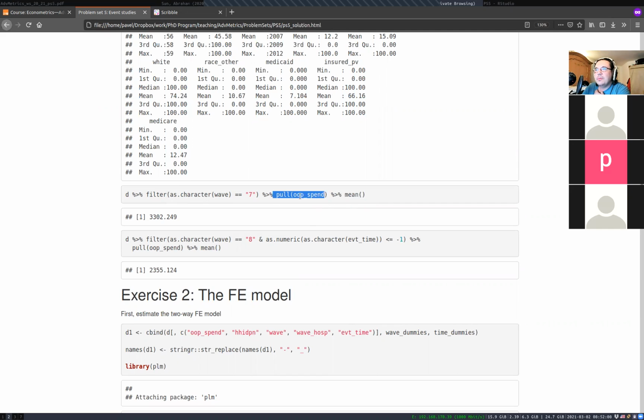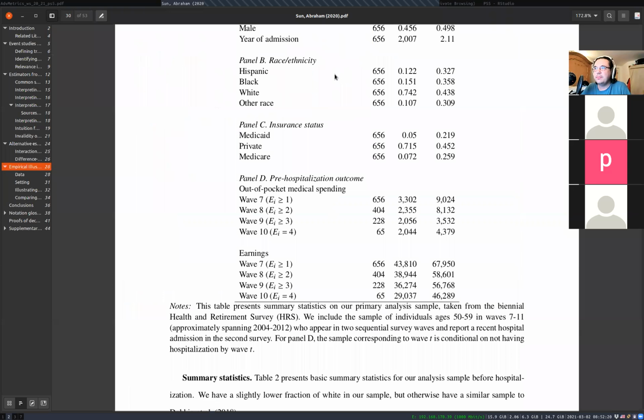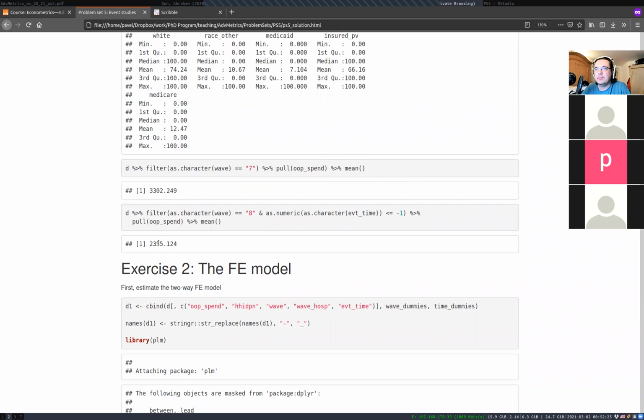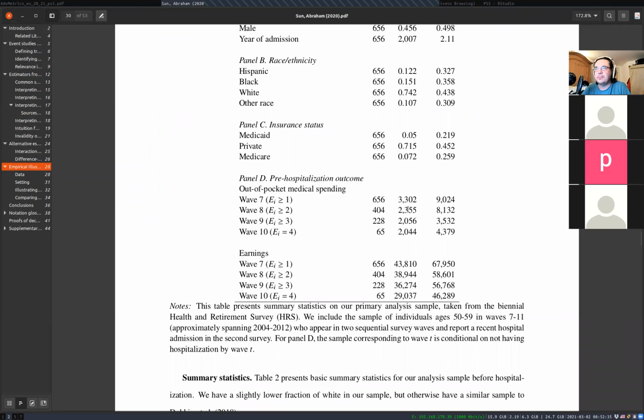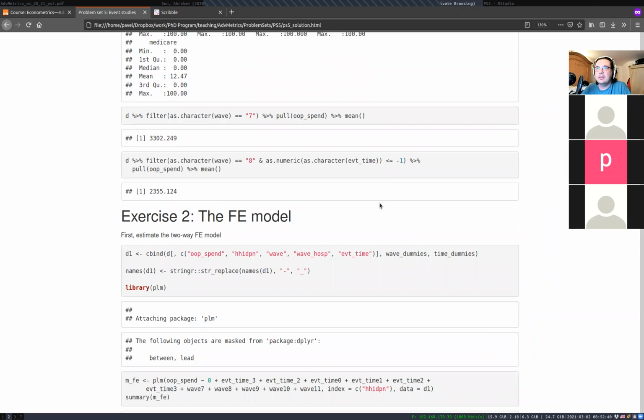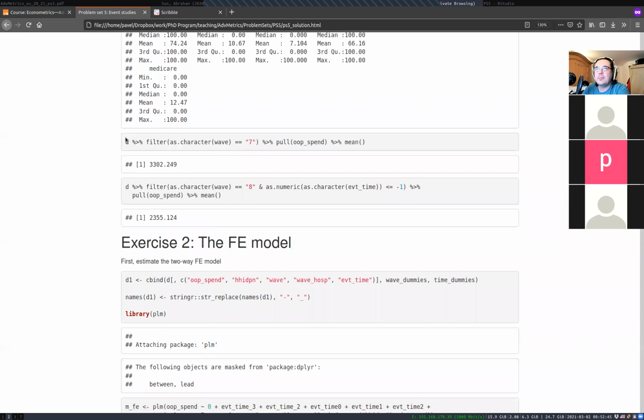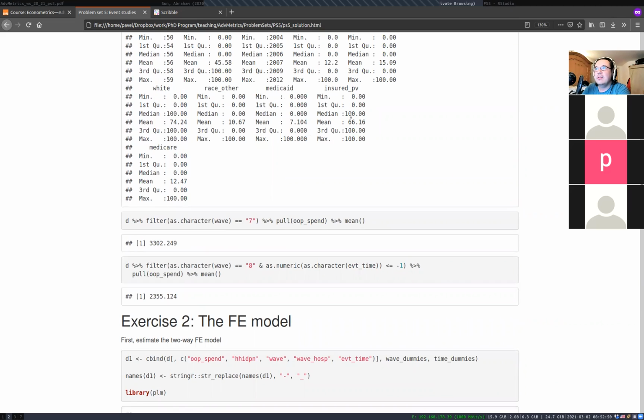Our outcome variable is out-of-pocket spending, and we can calculate the mean. To take one variable as a vector from our data set, we use the pull function. And it's this amount, 3,300. Again, if we look at the paper, 3,300 is right here. We can do that for wave 8 as well, and it's 2,355, and the paper is 2,355. So the outcome variables on average are the same. So we are working with the same sample. We have the same sample means, except for insurance types. But that's not something we'll look at, so it won't affect our results further.